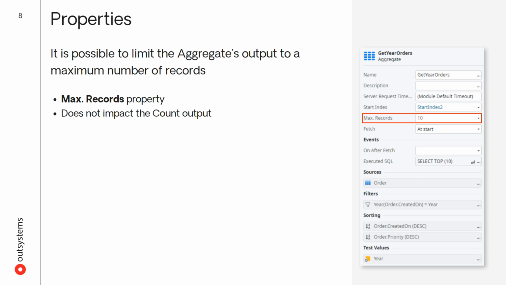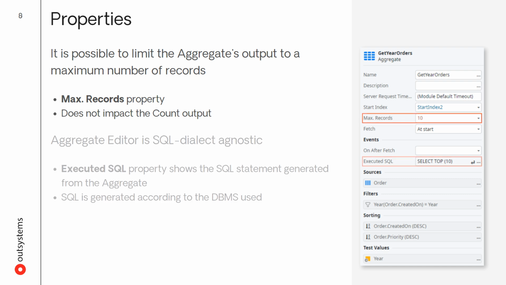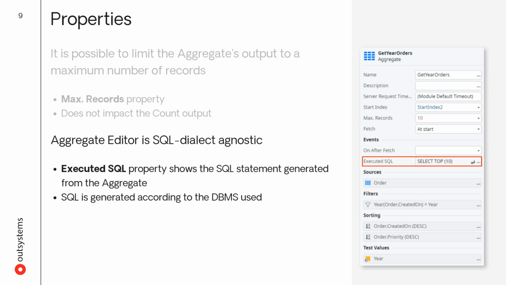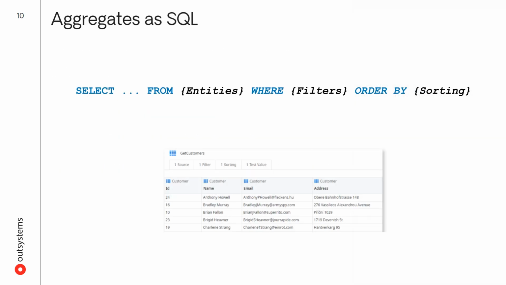The underlying SQL query is changed to select the first X number of records. We also have the read-only property executed SQL, which allows us to see the generated SQL for this aggregate. The generated SQL is database specific and is taken care of by the OutSystems platform. In the end, although SQL knowledge is not required to create aggregates, these are translated into a select SQL query. This happens during the compilation step, while the module is published.